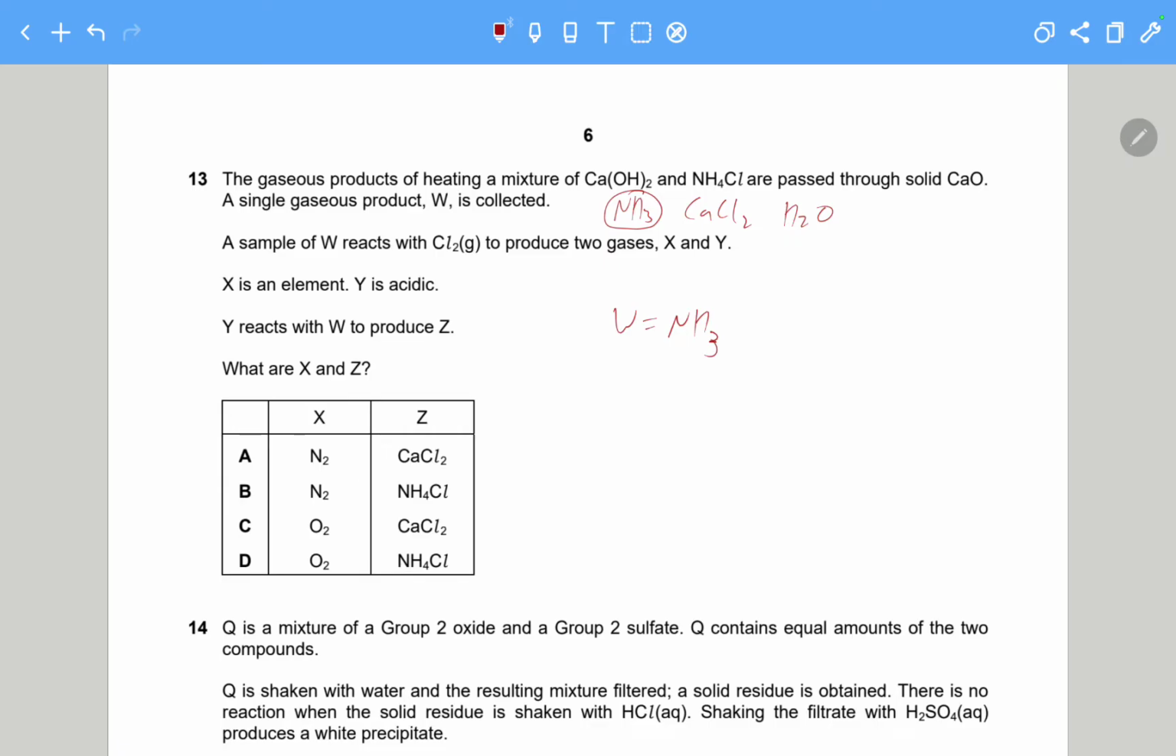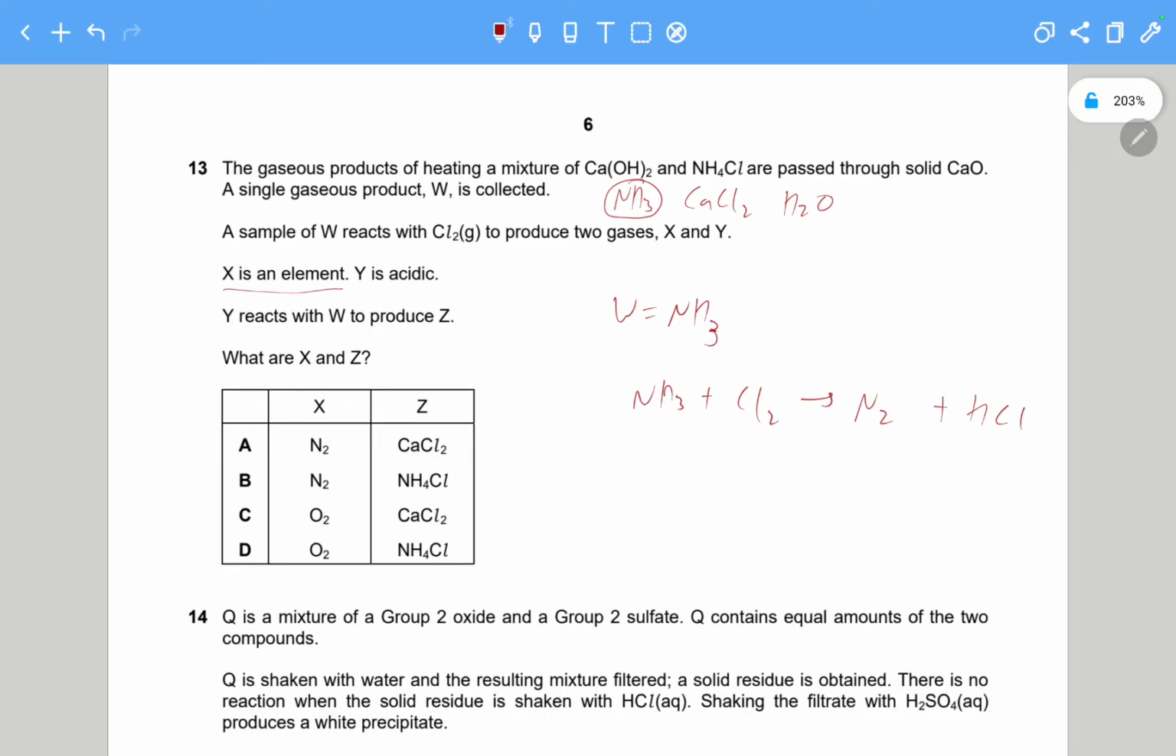A sample of W reacts with Cl2 to produce two gases, X and Y. So NH3 reacts with Cl2 to produce X and Y. This is probably N2 and HCl, because it says that X is an element and Y is acidic. X, N2 element, Y, HCl acidic. So I think we are in the right direction. Let's balance this equation, 2 and 3, and this should be 6. Yeah. I just balanced it for clarity.